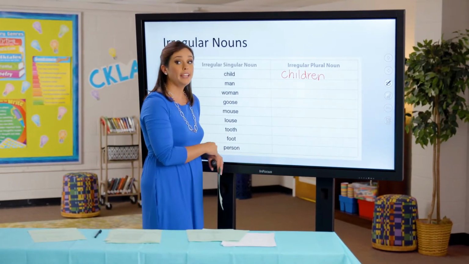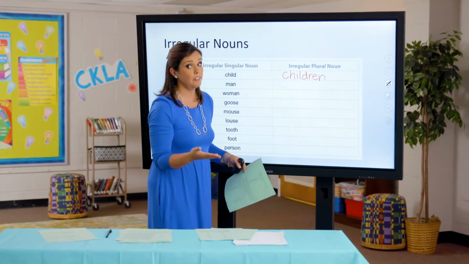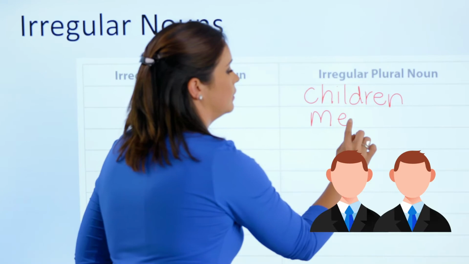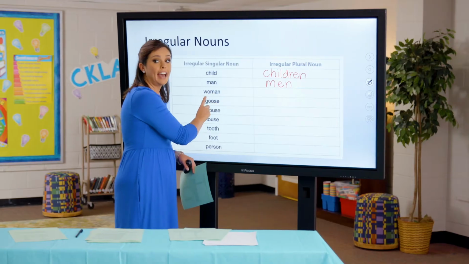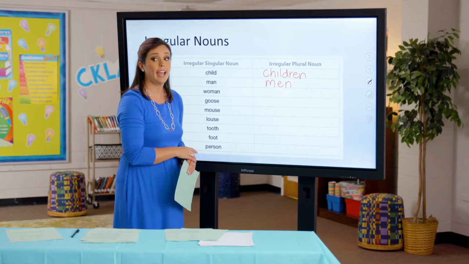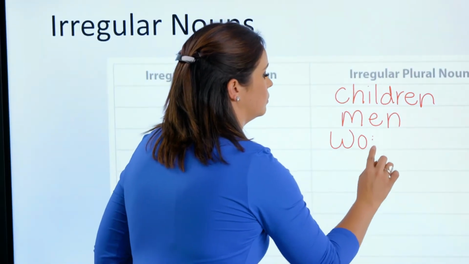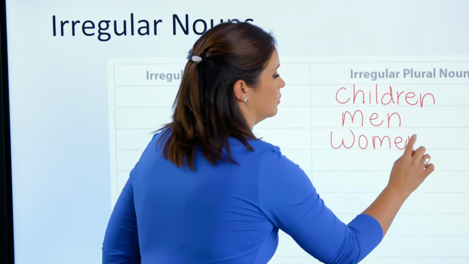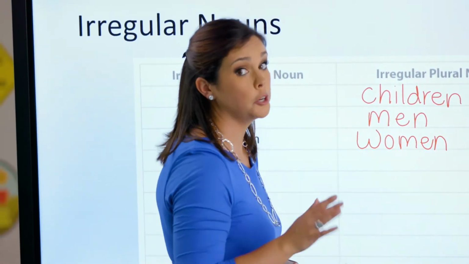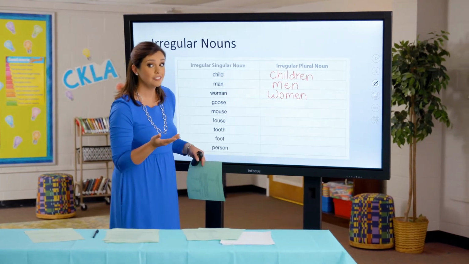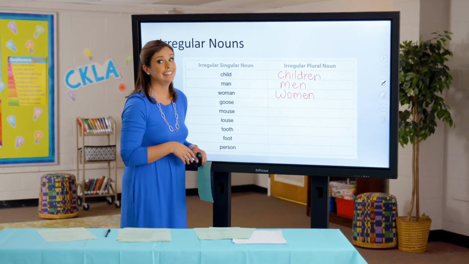What about man? When we have more than one man, what do we have? Right, men. When we have more than one woman, we have women. Make sure you're writing these on your paper. When we have more than one goose, do you know what we have? Right, geese.